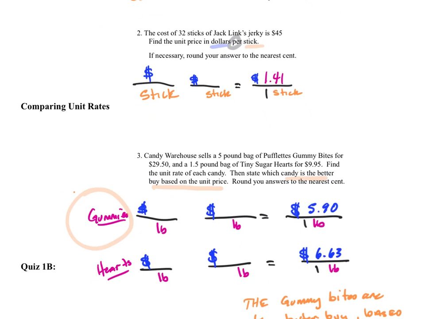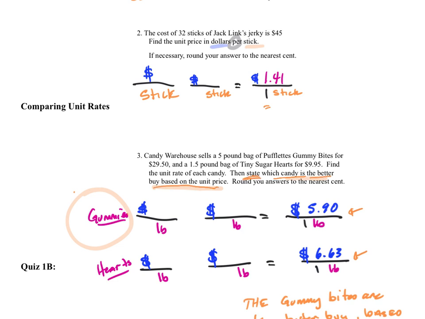So then number 2 would be $1.41 per stick. Remember, that's always our goal, to get one of the base unit. That's why we call it a unit rate. And then when we look at the gummies, they come out to $5.90 per pound. And the hearts come out to be $6.63 per pound. Remember, it asks the question, state which candy is the better buy based on the unit price.